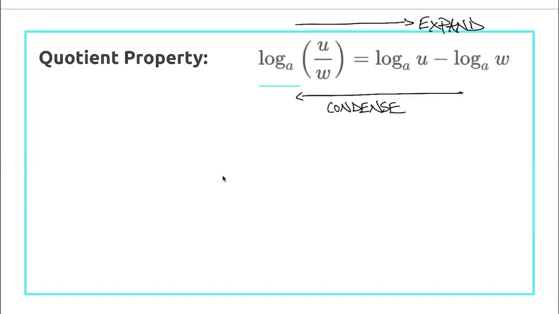So let's do a couple examples with numbers in them. So let's say I had natural log of 5. How could I expand that into more than one log?